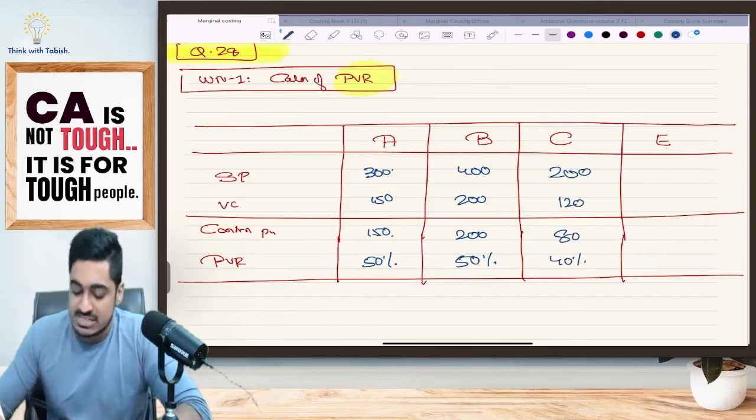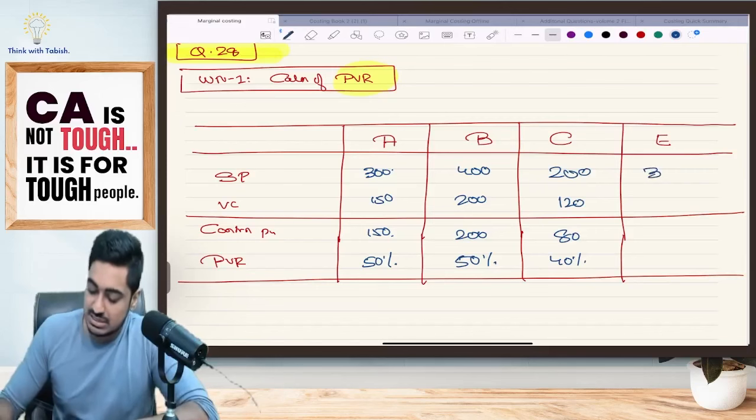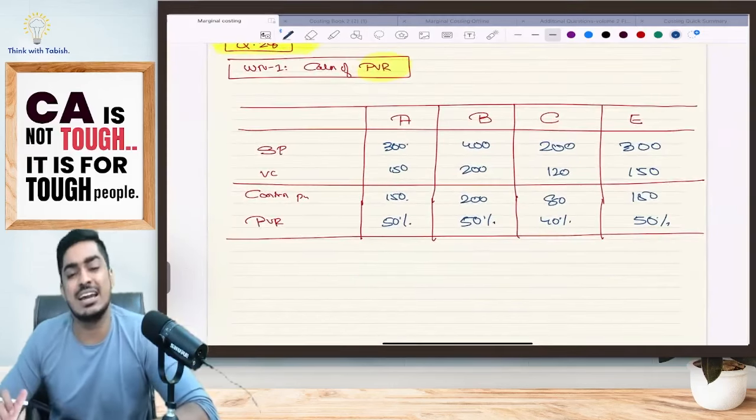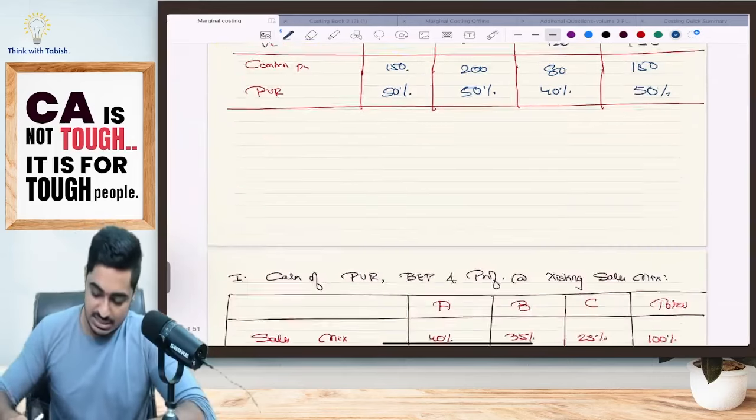40%. If I discontinue this and come up with product E, tell me product E, what is selling price? 300, variable cost is 150, contribution is 150. PV ratio is again 50%. Yes or no, everyone? Yes, sir. But sir, why we calculated PV ratio? We'll explain here. For now, is this clear? Yes, sir, it is clear.